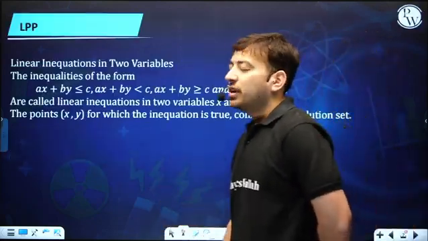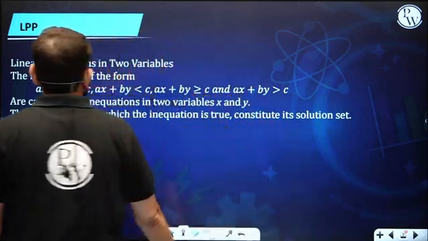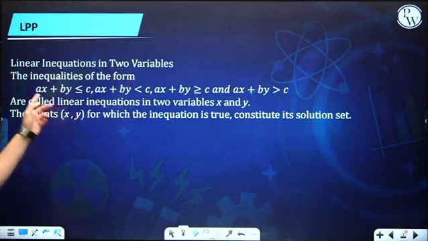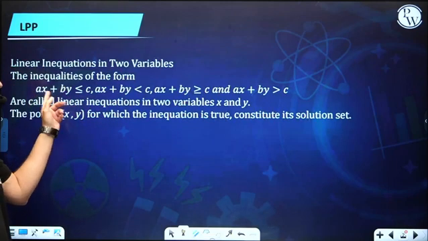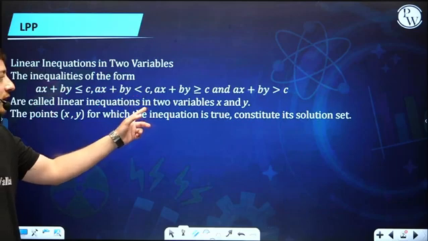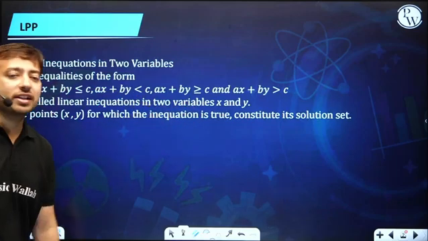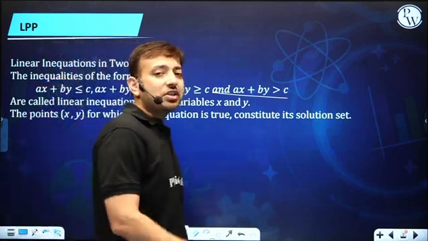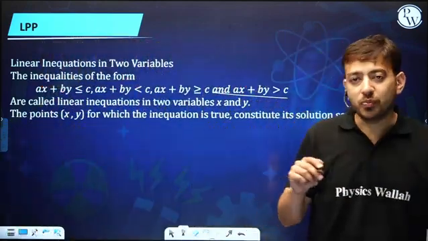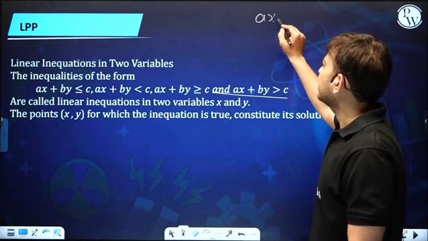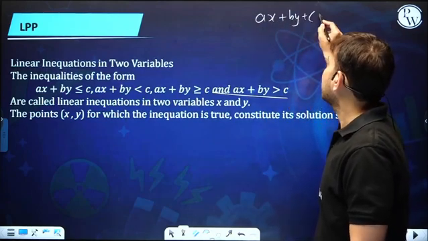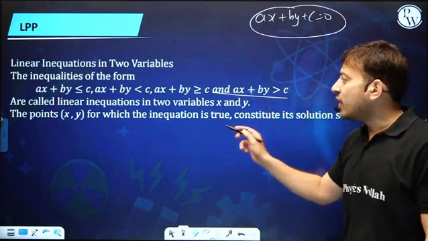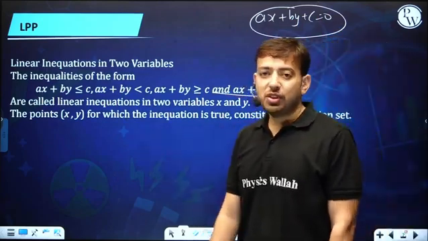So first of all, let's discuss linear inequations. What do I mean by linear inequations? Linear inequalities in 2 variables are of the form ax plus by less than c, less than or equal to c, greater than or equal to c, or greater than c. These are termed as linear inequations. Equations are where you have only equals to, like a straight line equation ax plus by plus c equals 0. Now if you put an inequality, that will become an inequation.